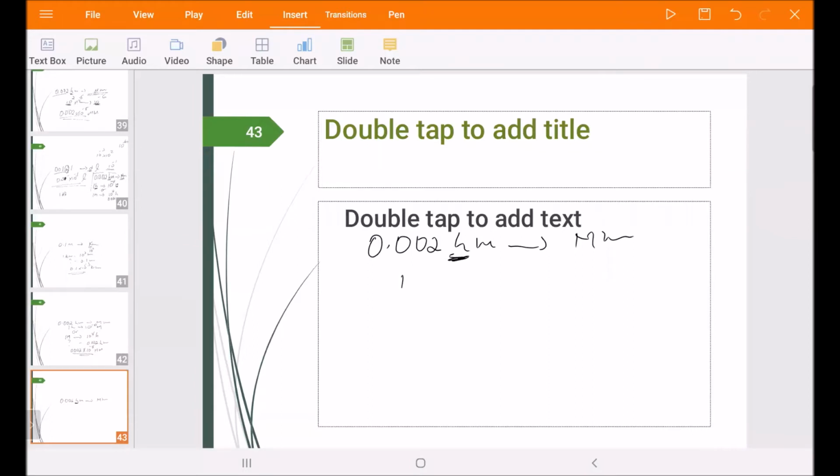Hectometer is 10 to the power of minus 4 megameter. Just remember what each prefix stands for: hecto is 10 to the power of 2, mega is 10 to the power of 6. So between 10 to the power of 2 and 10 to the power of 6, I have to either multiply by 10 to the power of minus 4, or multiply by 10 to the power of 4.